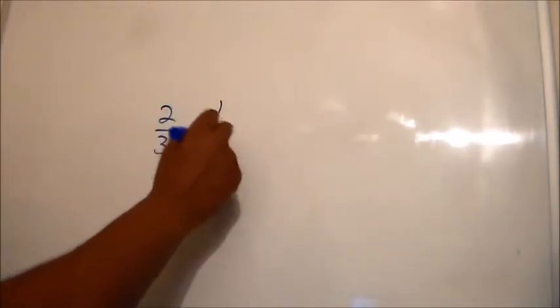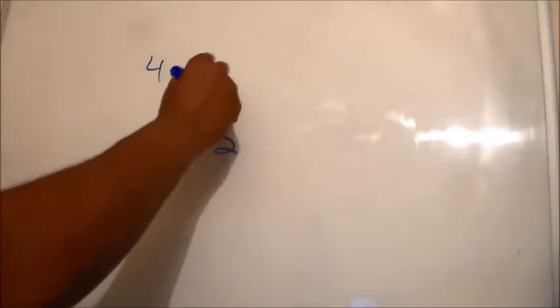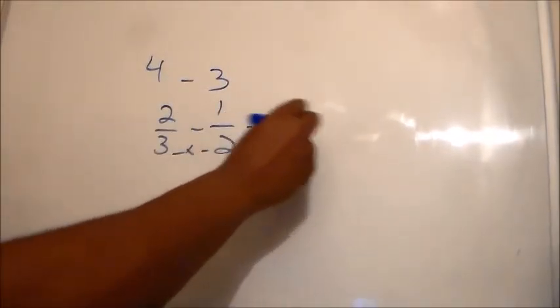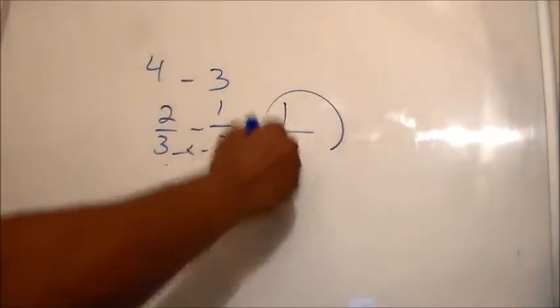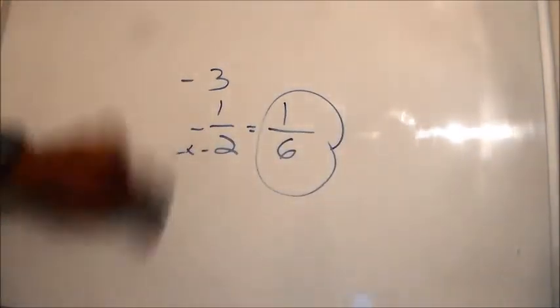Okay, I'm trying to find something interesting. 2/3 minus 1/2. 2 times 2 is 4, minus 3 times 1 is 3. Multiply the denominators. 6. 1/6. 1/6 is our final answer. Let's get something real.